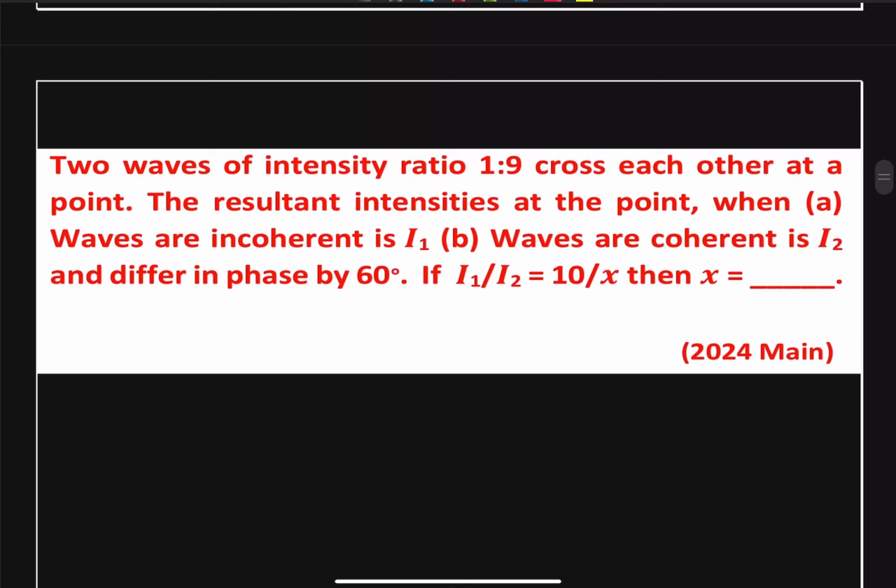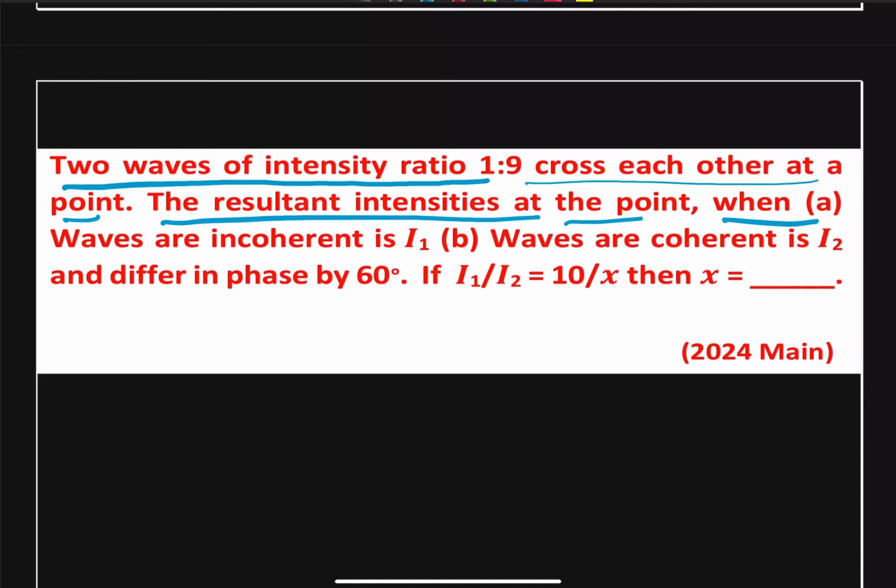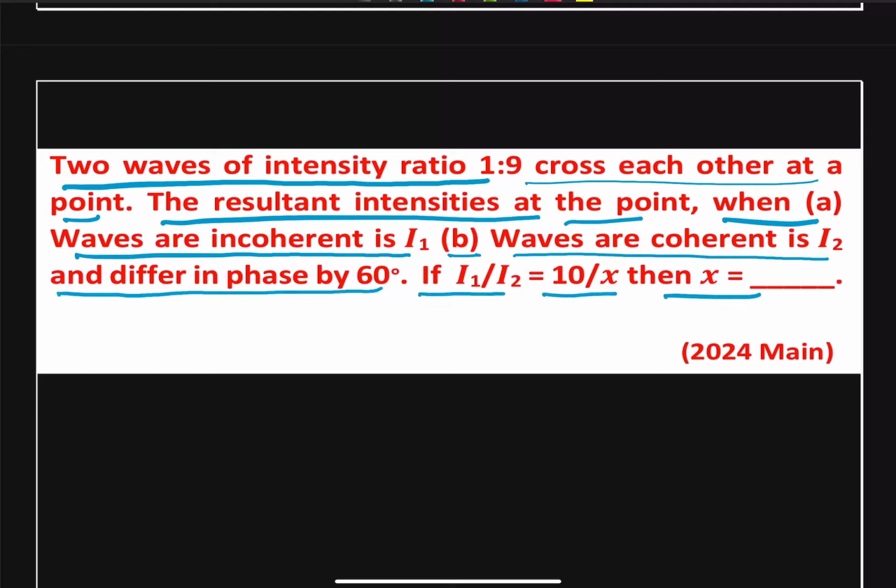It states that two waves of intensity ratio 1:9 cross each other at a point. The resultant intensities at the point when A, there are two conditions: when waves are incoherent is I1, and B, when waves are coherent is I2, and differ in phase by 60 degree. If I1 by I2 is 10 upon x, then the value of x is.